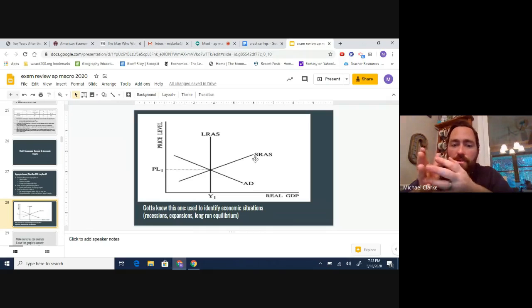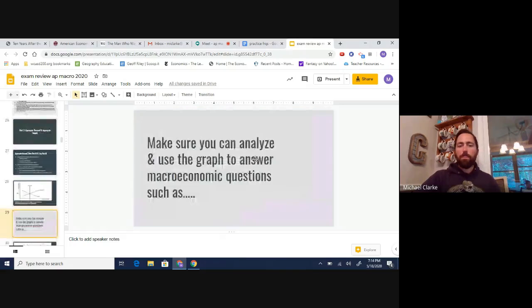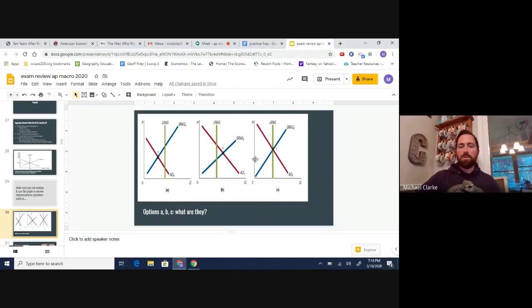Okay, so you got to know this graph. You got to be able to, if given a certain macroeconomic situation like a recessionary gap or an expansionary gap or long run equilibrium, graph this out. And from there, you can use this graph to identify the effect policies and situations have on those big three and others: real wages, price levels, unemployment, employment, GDP, government budgets. You could use this one for a lot of different macroeconomic situations. Okay, given that, make sure you can use the graph to analyze.